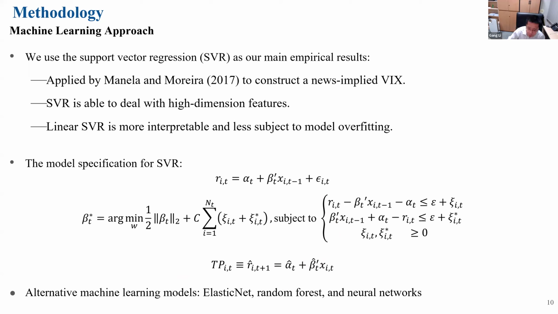But definitely as robustness checks, we also tried elastic net, random forest, and neural networks in our paper. And all the alternative methods also show the robustness of the predictive power of news media.